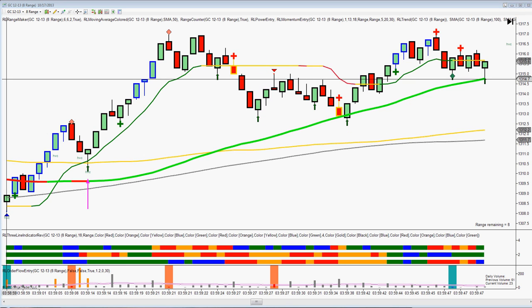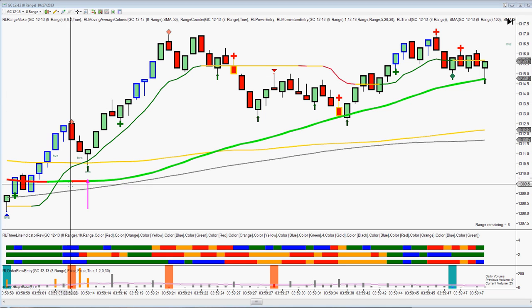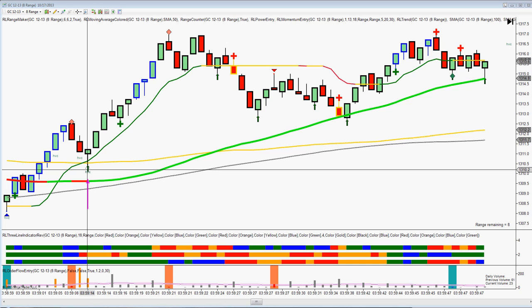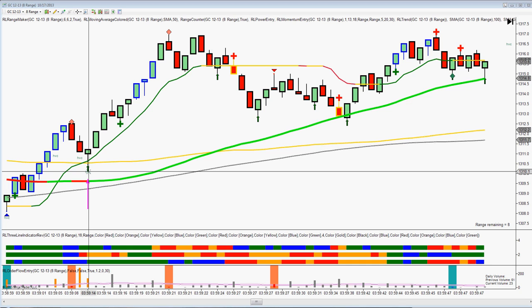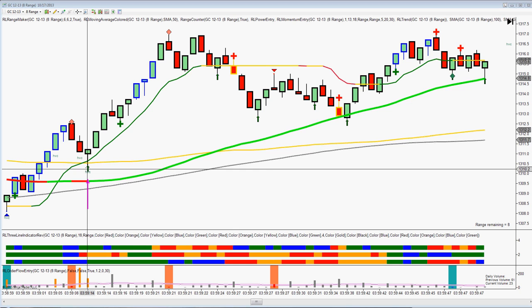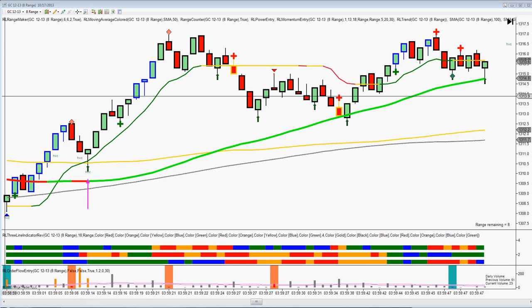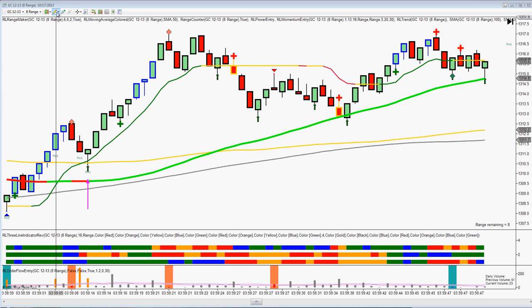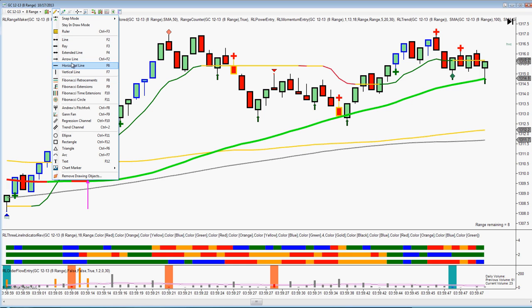Now the second entry is called a power entry, and it's depicted graphically on the chart by either a green up candle or a red down candle. Now a power entry is really a pullback into an intact trend. It's where you get a minor retracement, but all the major structural components of the trend are still intact.